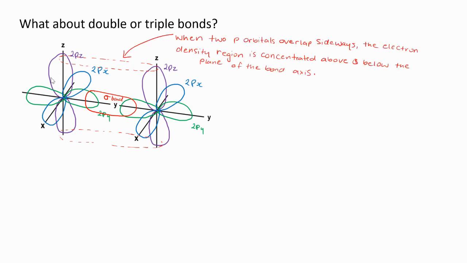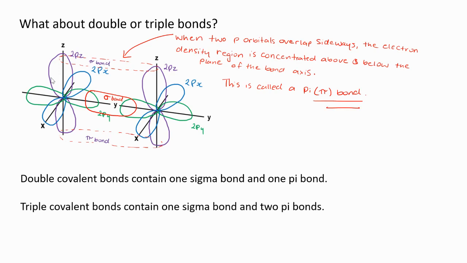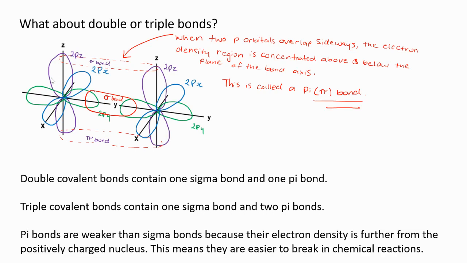When two p orbitals overlap sideways, the electron density region is concentrated above and below the plane of the bond axis. And this is what we call a pi bond. Double covalent bonds contain one sigma bond and one pi bond, and triple covalent bonds contain one sigma bond and two pi bonds. And it is also worth noting that pi bonds are weaker than sigma bonds because their electron density is further from the positively charged nucleus, and this means that they are easier to break in chemical reactions.